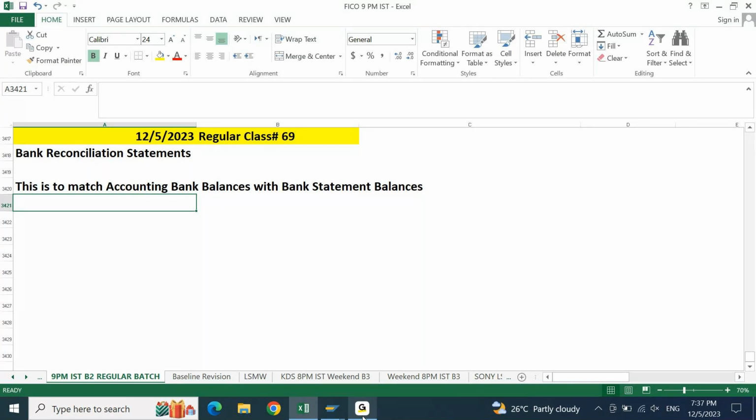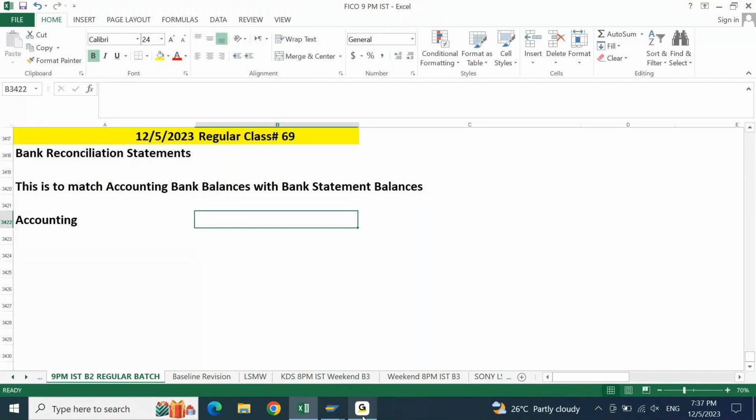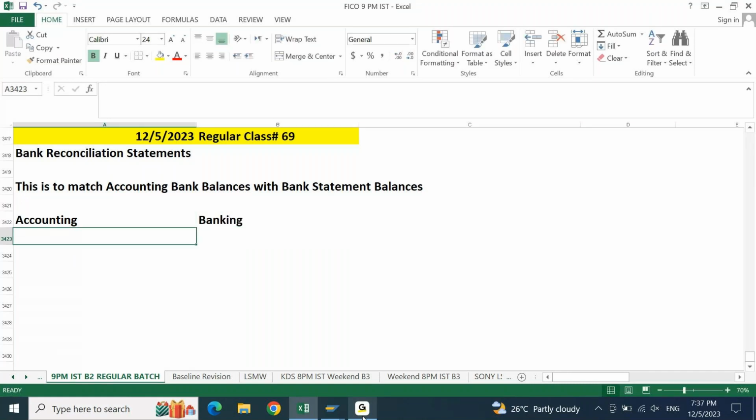Now here is one point that you need to understand. I will write accounting here, I will write banking here. When we are talking about BRS or bank reconciliation statement, you should always remember accounting is different, banking is different. Now your accounting and your banking both will work with reverse mechanism. When I say both will work with reverse mechanism, these two are quite opposite.